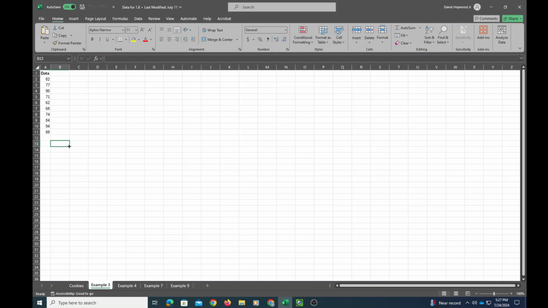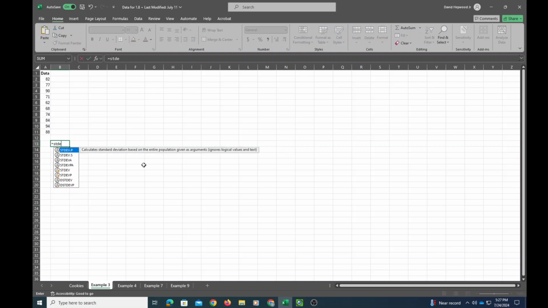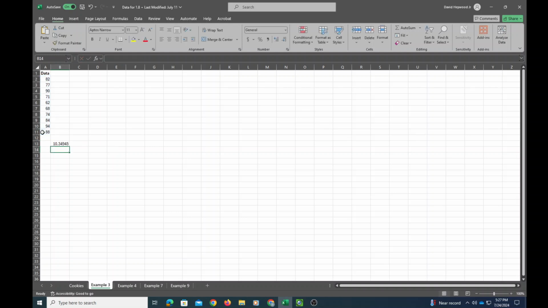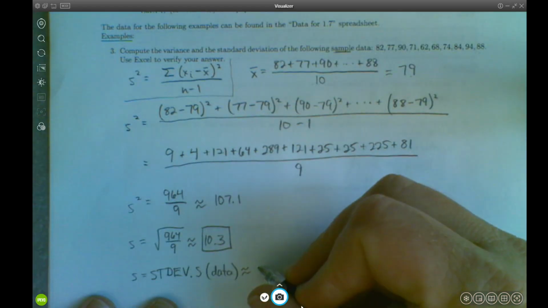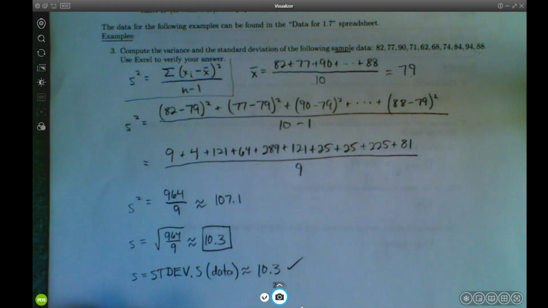I'm going to click into an empty cell and say equals stdev, and I want .s for the sample standard deviation. So I'll arrow down to that and then hit tab. And now I'm just going to select the data, close the parentheses, and hit enter. And there we go, about 10.3. Alright, so that's verified in Excel.